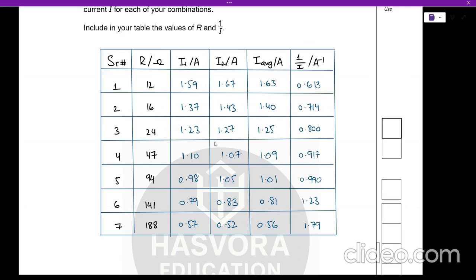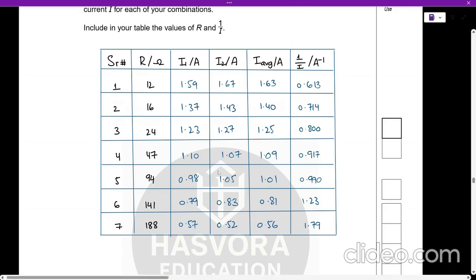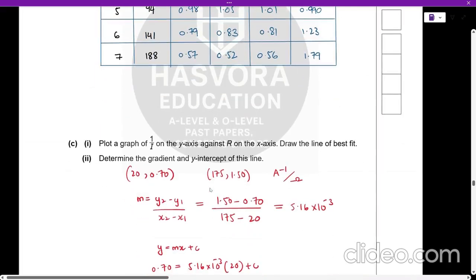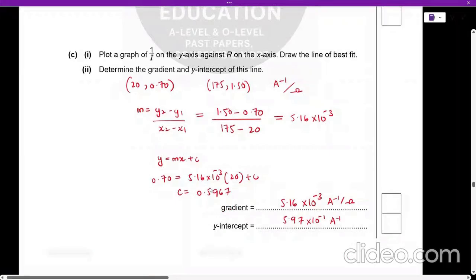As I told you, I have measured these values to the precision of the instrument. The ammeter gave the value to 0.01, so I maintained the decimal places. When I calculated the 1 over I, as they told us to include in your table the value of R and 1 over I, the unit was going to be A minus 1, as A is being reciprocated. As I calculated that, I maintained the number of significant figures, which was 3. So this was the table that was going to be made for this question.